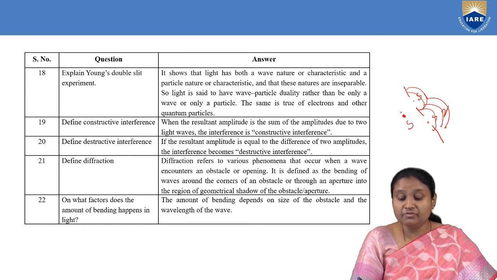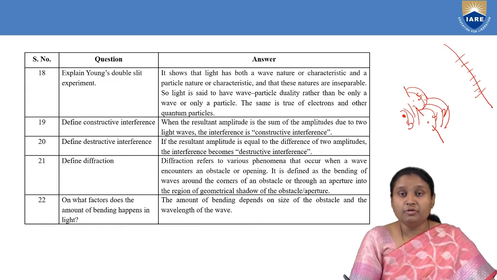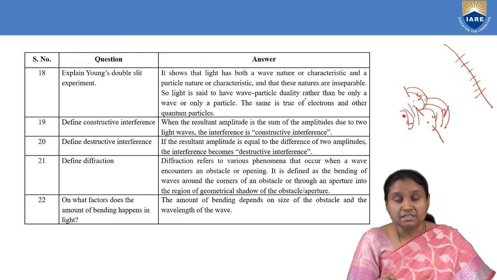Why? Because they are coming from a single source, and because of superposition of these two spherical wavefronts, we are going to get interference fringes, that is points of maximum intensity as well as minimum intensity on the screen, and this formation of interference fringes will explain Young's double slit experiment.